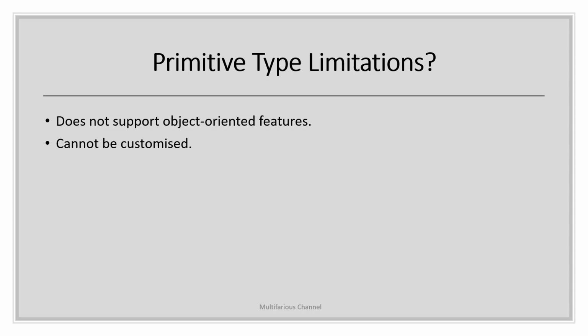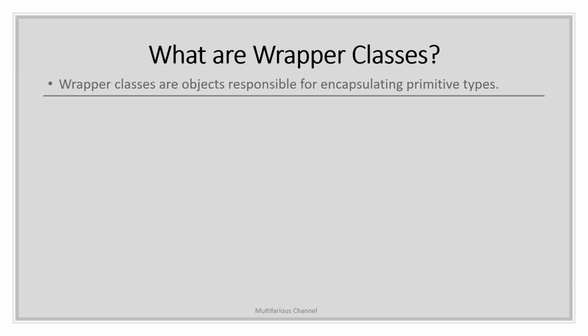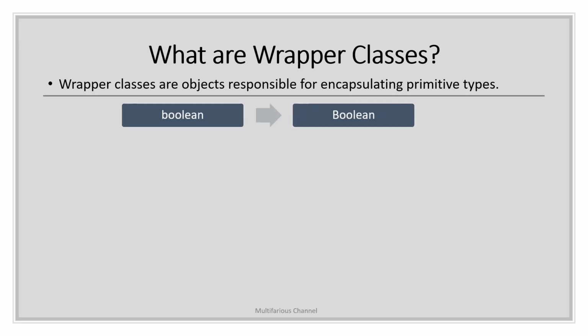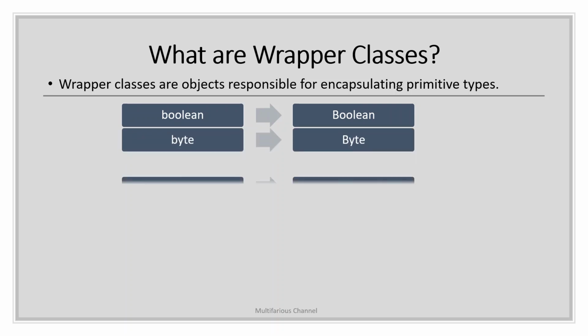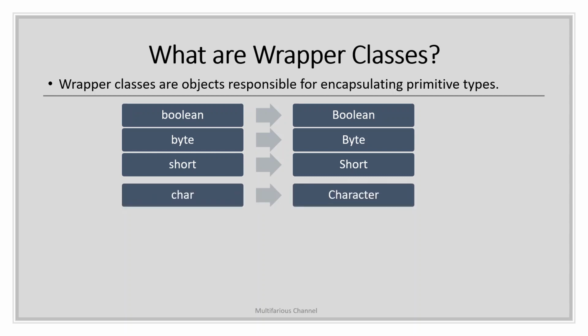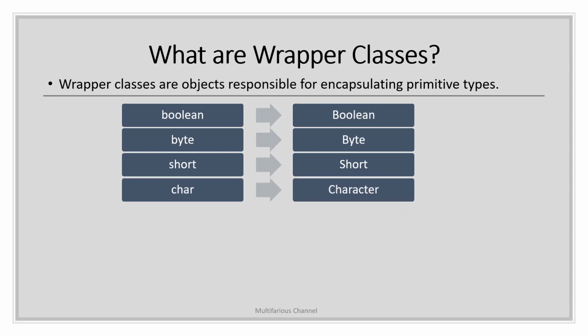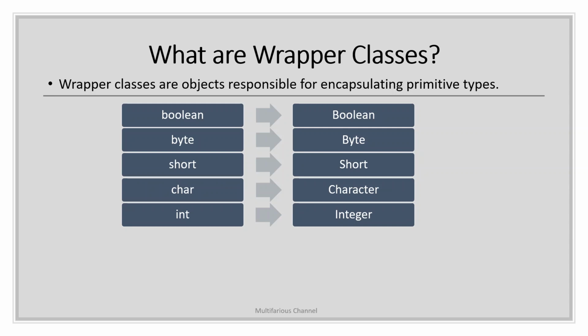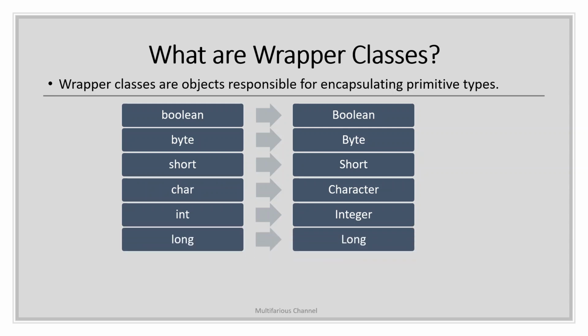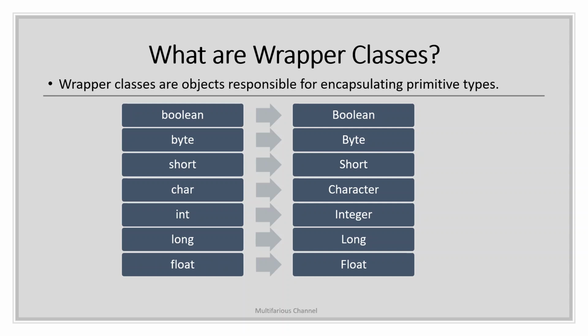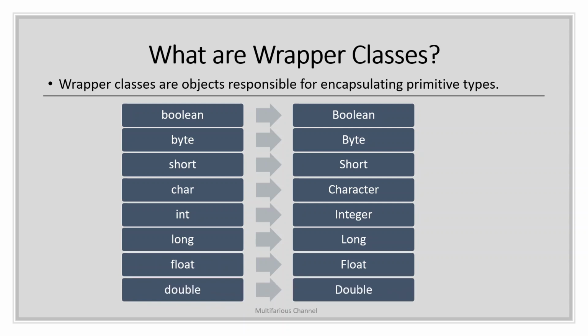To solve this problem, Java comes up with the concept of wrapper classes. Wrapper classes are the objects responsible for encapsulating the primitive types. Java includes wrapper classes for each of its primitive types: for boolean we have a Boolean wrapper class, for byte we have a Byte wrapper class, for short we have a Short wrapper class, for char we have a Character wrapper class, for int we have an Integer wrapper class, for long we have a Long wrapper class, for float we have a Float, and for double we have a Double wrapper class.